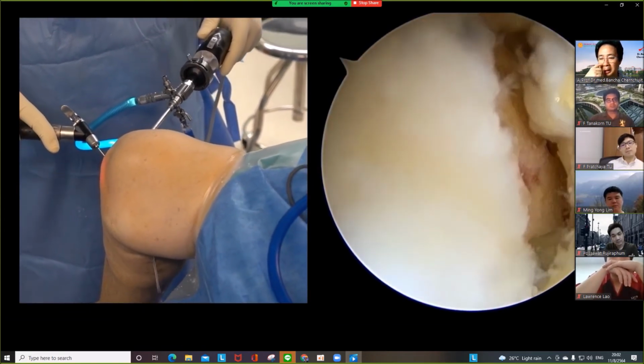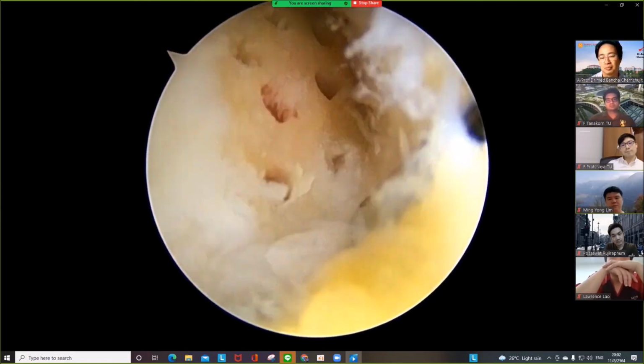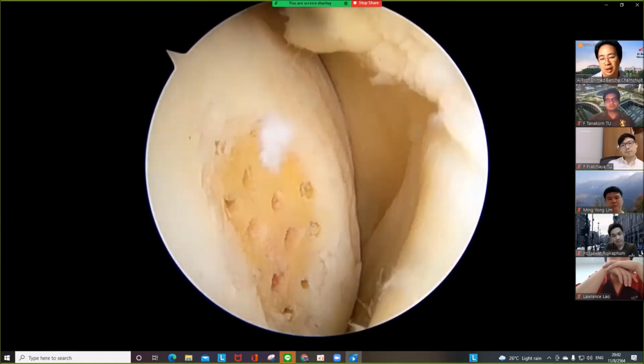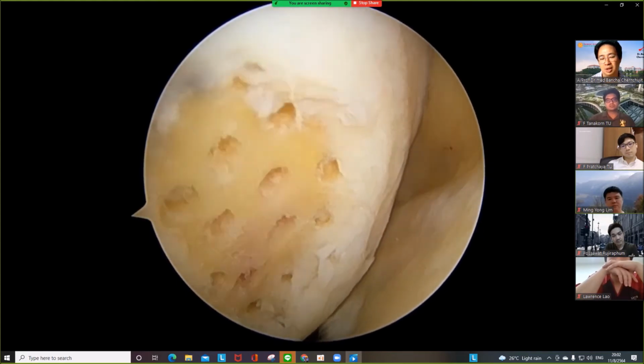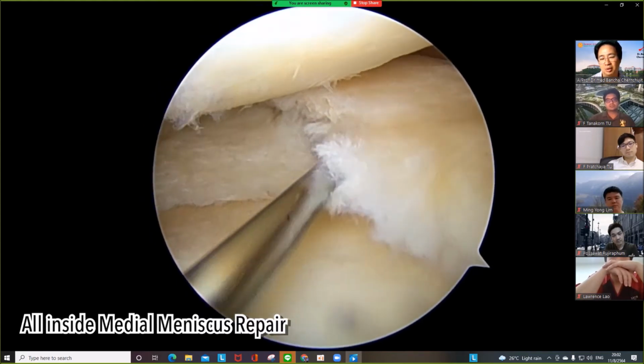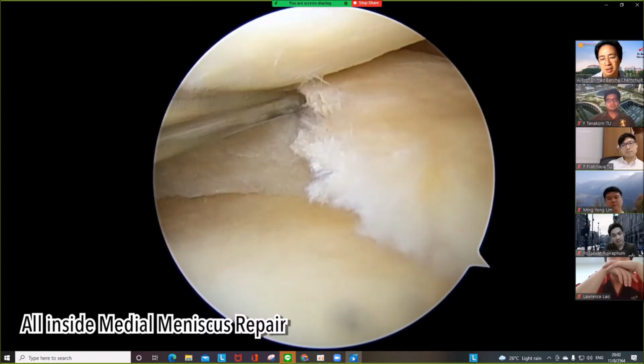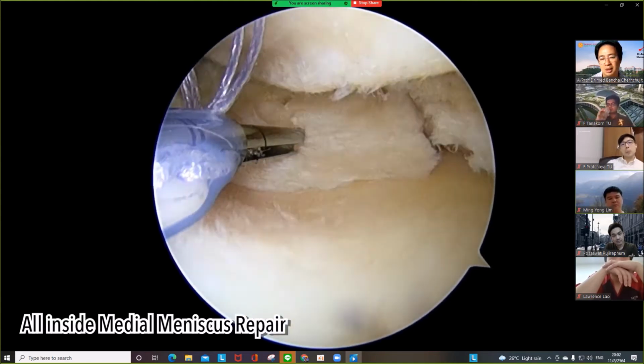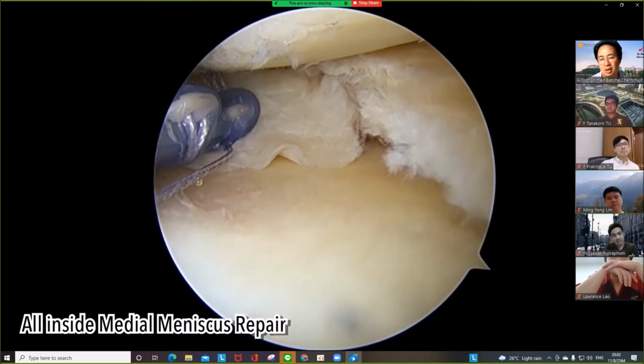Okay, so like that. Actually, her knee is not too bad. She has some condyle damage. You see that the meniscus also has a radial tear, so I fix her radial tear also.